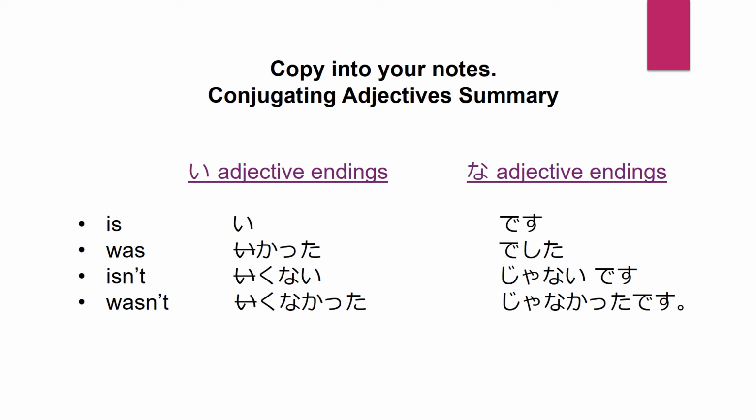This is a summary of conjugating i adjectives and na adjectives. Please copy this into your notebook. Remember, it's is, was, isn't, and wasn't for both i and na adjectives. So for i adjectives, it's i, katta, kunai, and kunakatta. And for na adjectives, it's desu, deshita, janai desu, and janakatta desu.